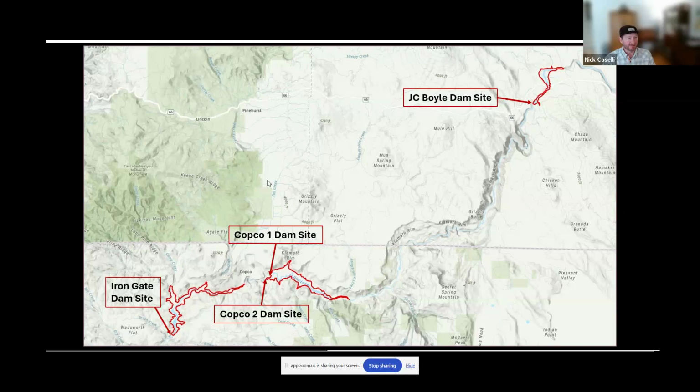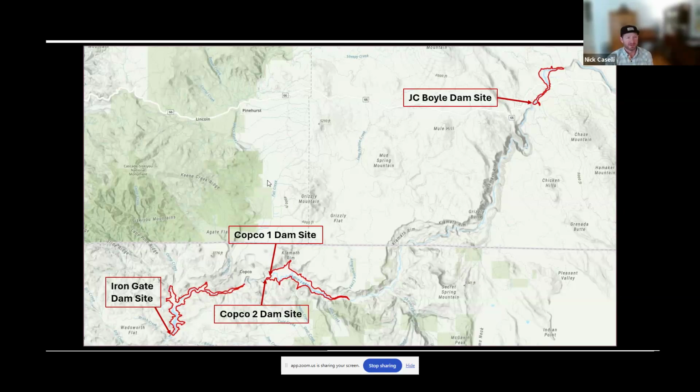I won't get into any details as far as the benefits they provided. Obviously, there are a lot of political opinions for or against dam removal, with pros and cons to both. I'm just going to focus on the nuts and bolts of the project.